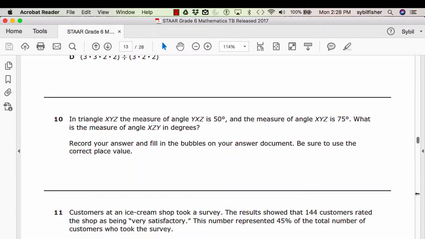Number 10. In triangle XYZ, the measure of angle YXZ is 50 degrees, and the measure of angle XYZ is 75 degrees. What is the measure of angle XZY in degrees? Record your answer and fill in the bubbles on your answer document. Be sure to use the correct place value.